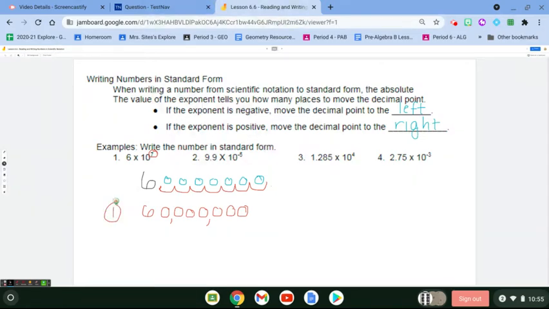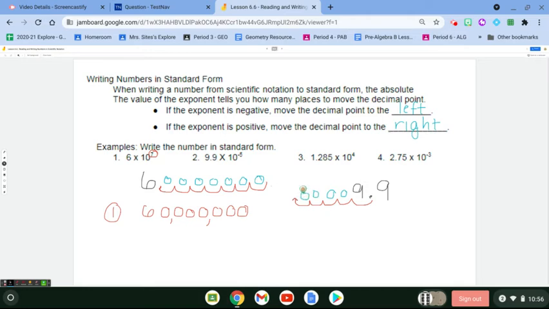Okay, let's take a look at question number 2. For question number 2, it's 9.9 times 10 to the negative fifth. So again, the negative 5 is telling me how many places I'm moving my decimal point to the left because I'm going to be dealing with a tiny number or a tiny decimal. So I'm going to write 9.9. And again, I'm going to count 1, 2, 3, 4, 5 places. And I'm going to fill in with zeros.